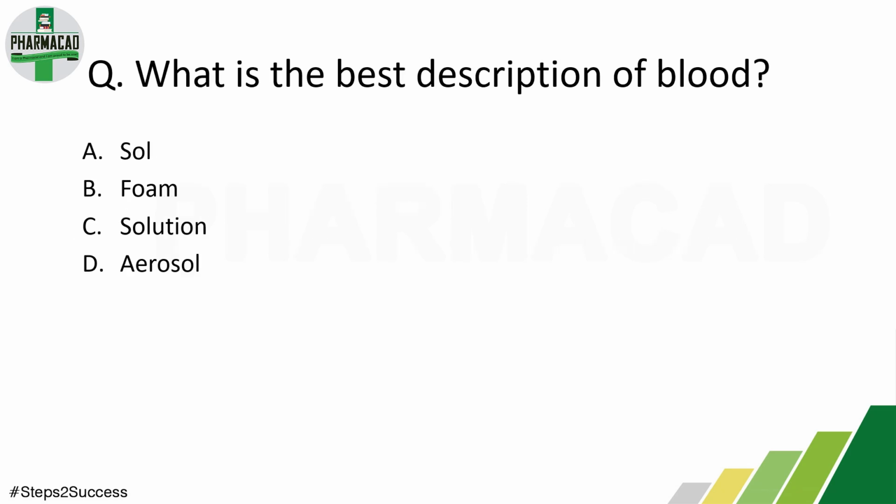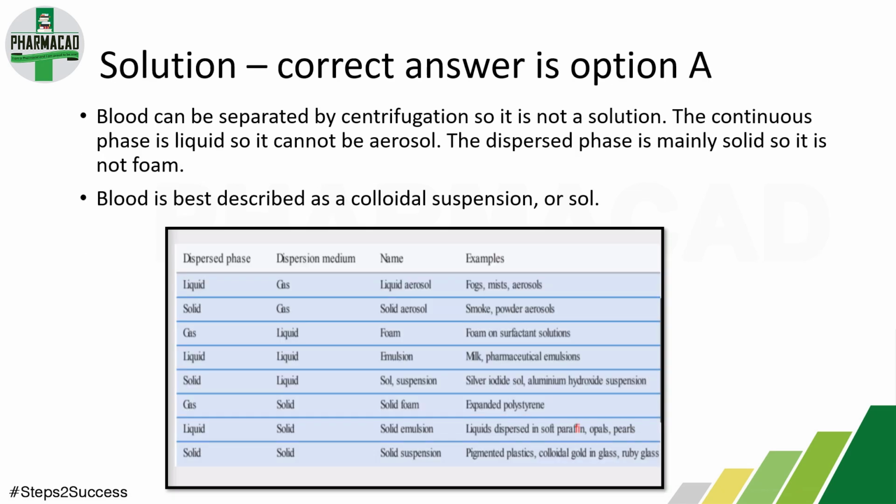Now let's move on to the next question. What is the best description of a blood? Option A, sol. Option B, foam. Option C, solution. Option D, aerosol. So the correct answer is option A, sol.